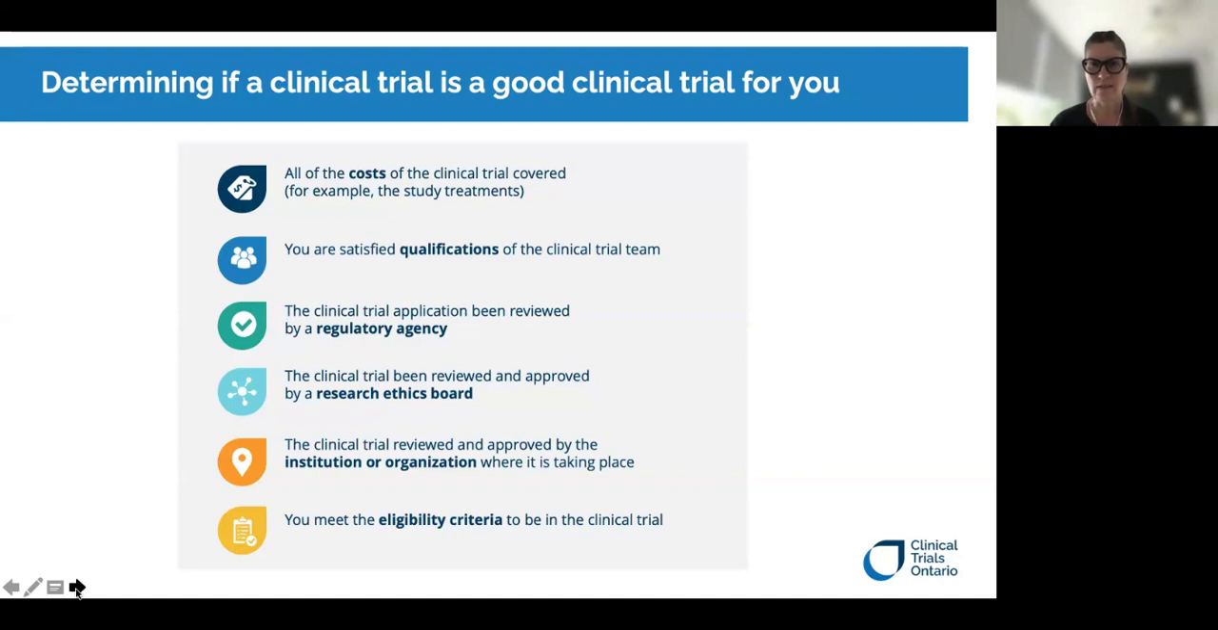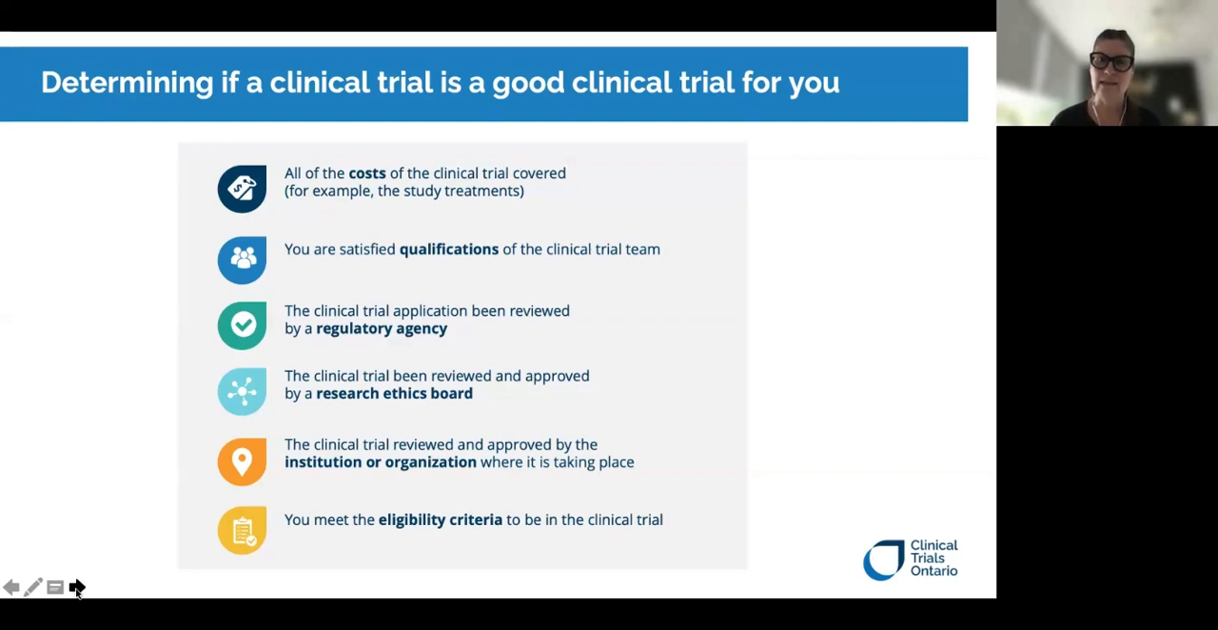So for clinical trials that are happening in Canada, they must be reviewed by our regulator. They must be reviewed by Health Canada. It is okay to ask the trial team about that. Anyone who's running a legitimate trial should not be put off by that question. In fact, they should be impressed that you know that and that you're doing your homework.